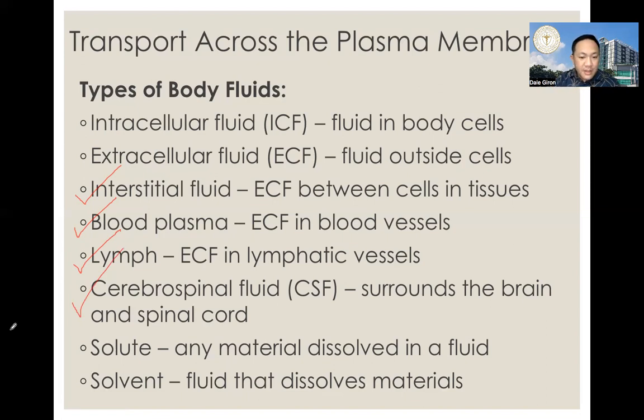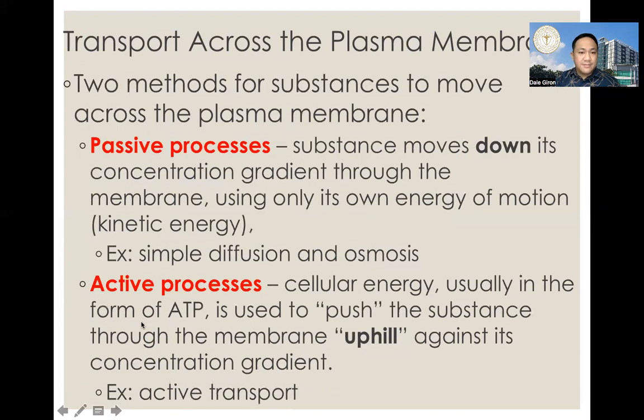Okay. Next, let's define solute and solvent. So this is actually basic in chemistry. When I say solute, it is any material that is dissolved in a fluid, while the solvent is the fluid that dissolves these materials. Okay, solute and solvent. All right, so let's discuss now what are these two methods for transport across the plasma membrane. It could be a passive process or passive transport, or an active process or active transport.